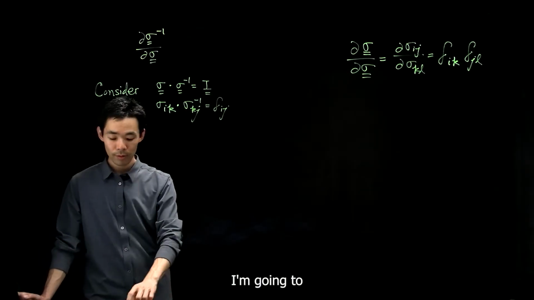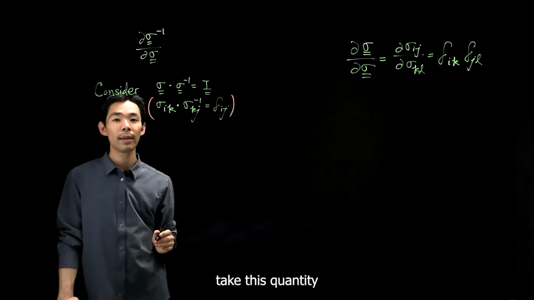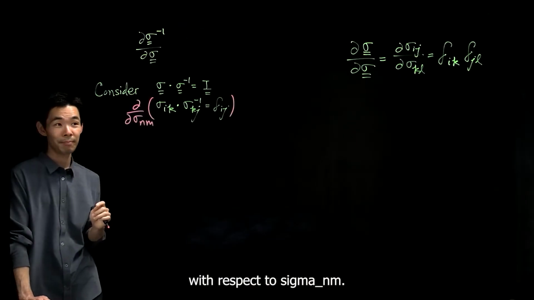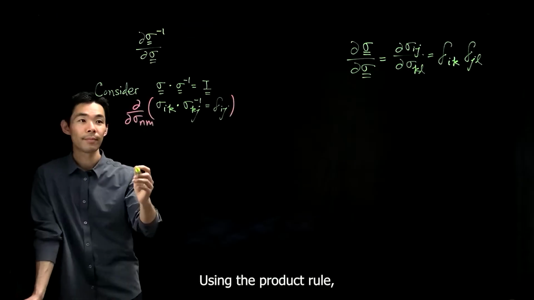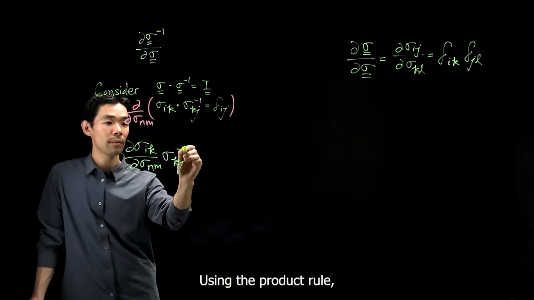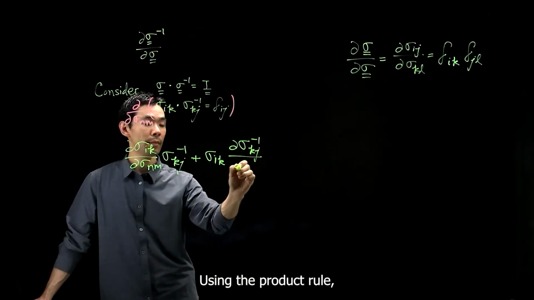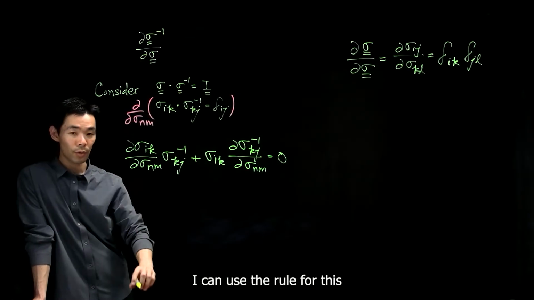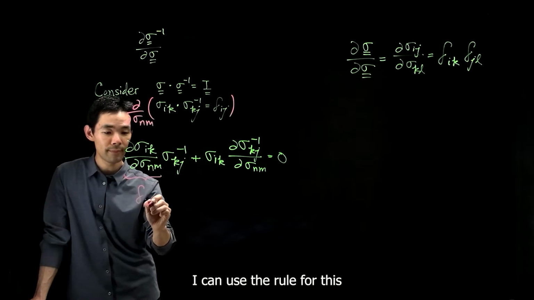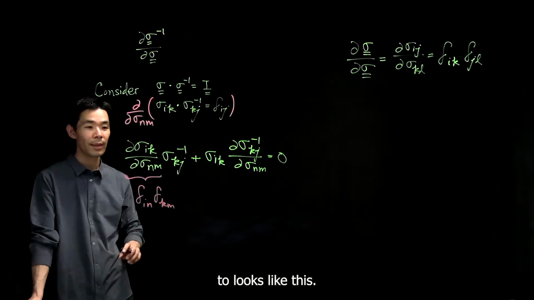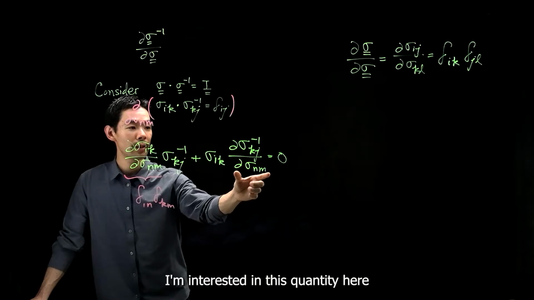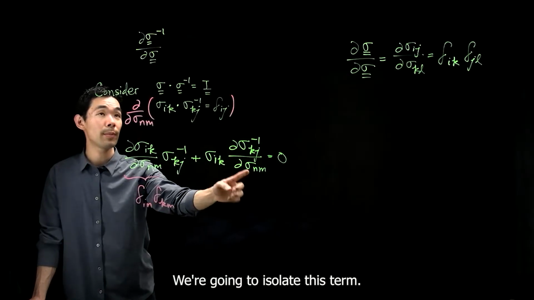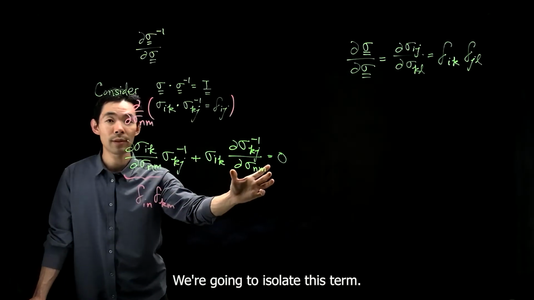What I'm going to do is to now take this quantity and differentiate it with respect to sigma mn, using the product rule. I would get this, just straightforward application of the product rule. And I can use the rule for this. It looks like this. And ultimately, I'm interested in this quantity here because that's the ultimate goal, to get the tensor derivative of sigma inverse with respect to sigma. So I can now isolate this term.